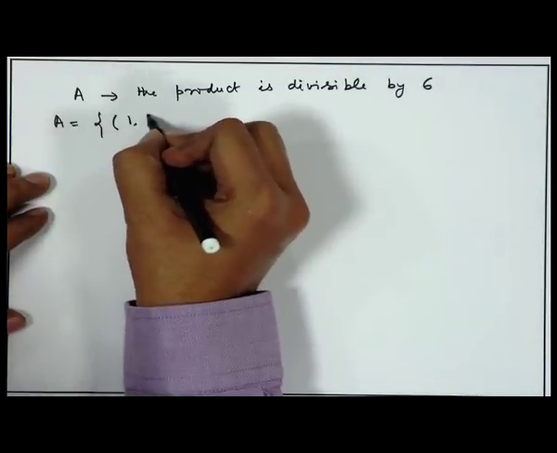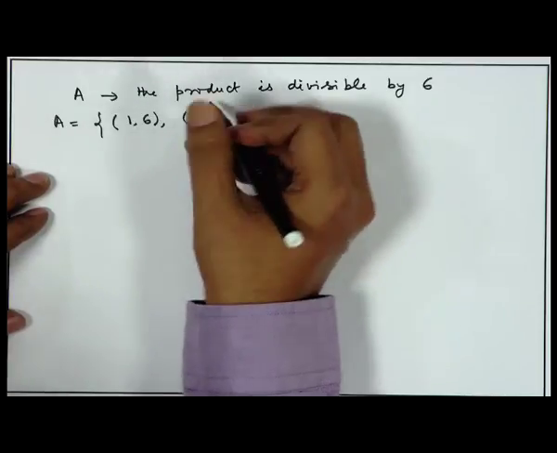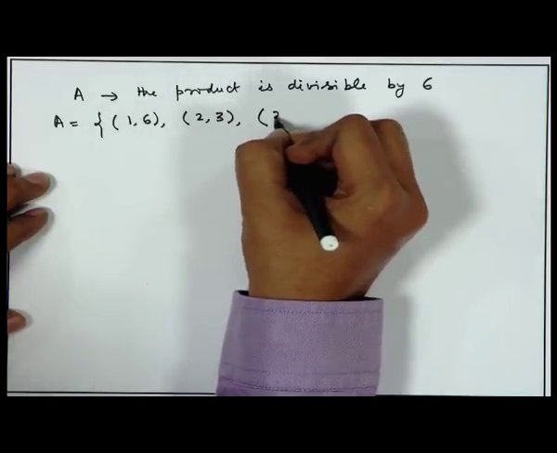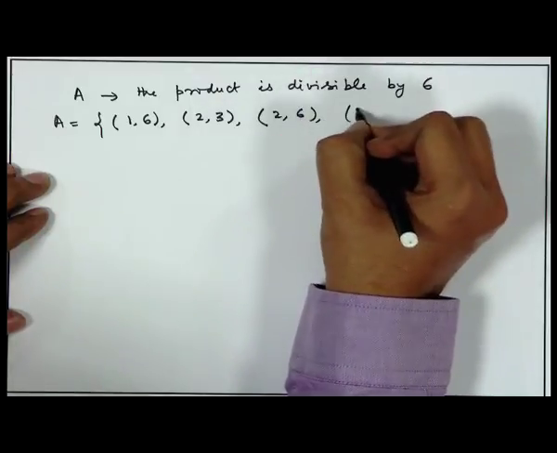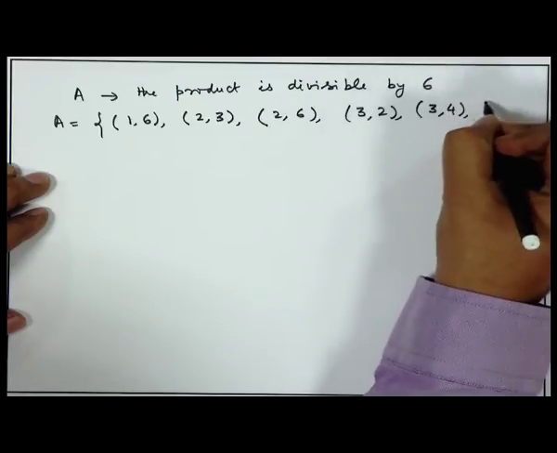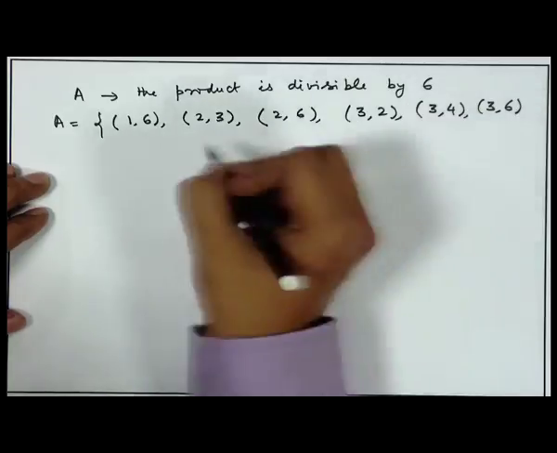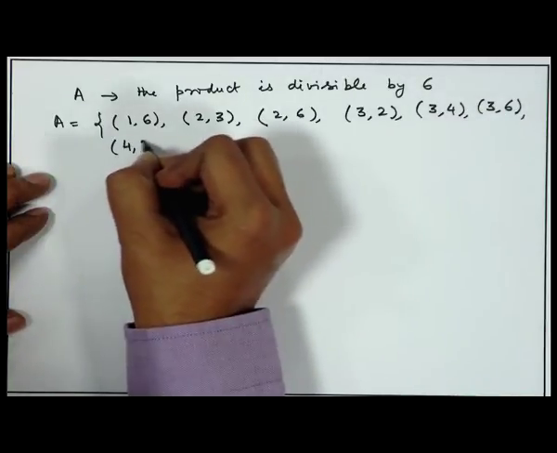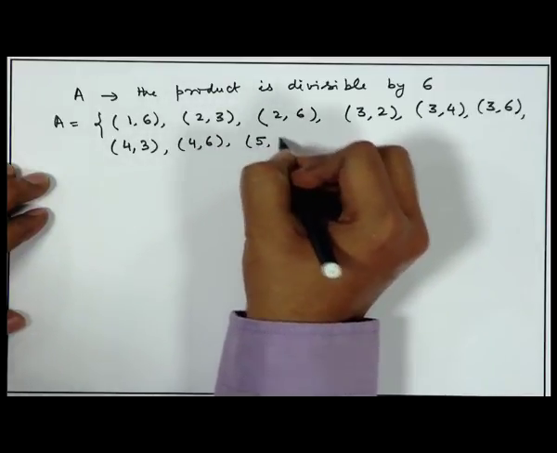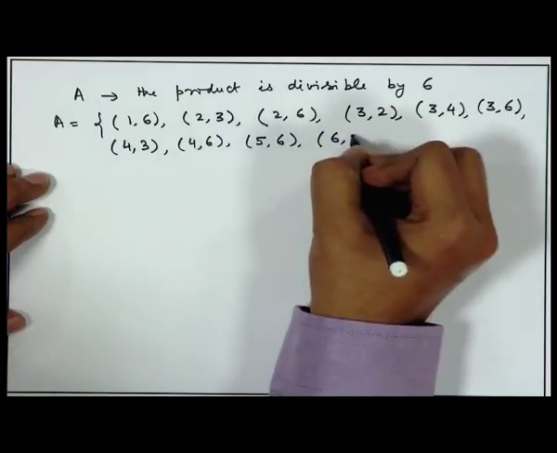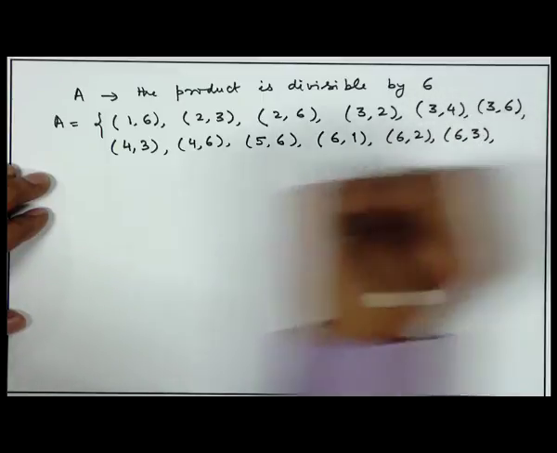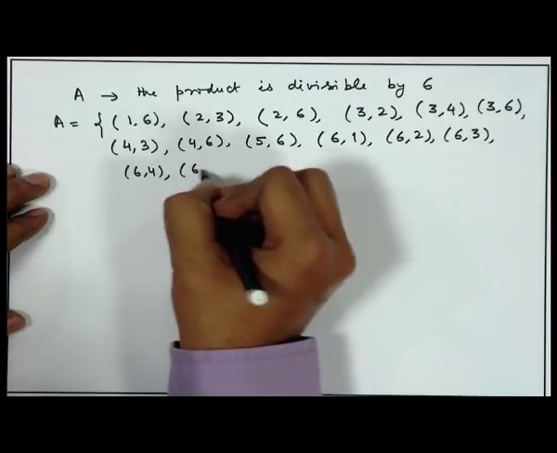If the first one is 1, second is 6. If the first is 2 and second is 3. If the first is 2, second is 6. If the first is 3 and second is 2. If the first is 3, the second is 4. If the first is 3, the second is 6. If the first is 4, second is 3. If the first is 4, the second is 6. If the first is 5 and the second is 6, and if the first is 6, then whatever be on the other one, all of them are divisible by 6.